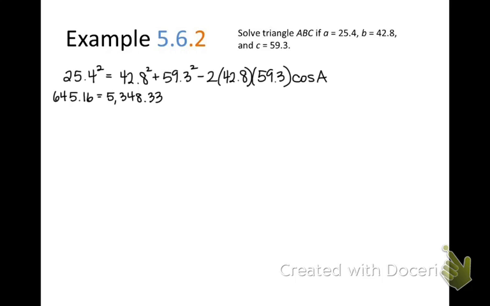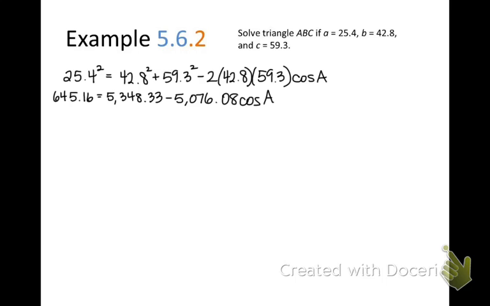And then the next part that I still have to do is minus all of this stuff. Notice that I didn't condense all of that because can I include this minus stuff with this when I have a cosine of A attached? No, I cannot. So this stuff has to stay as its own separate term. So the 2 times the 42.8 times the 59.3 has to remain separate. That's going to be 5,076.08. And that is still times the cosine of angle A.